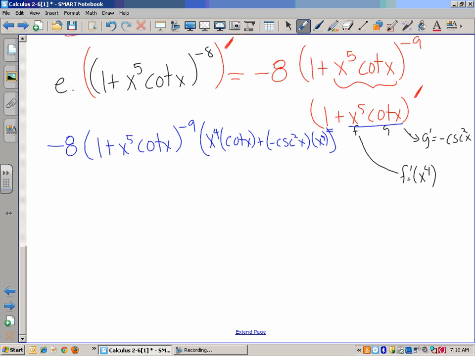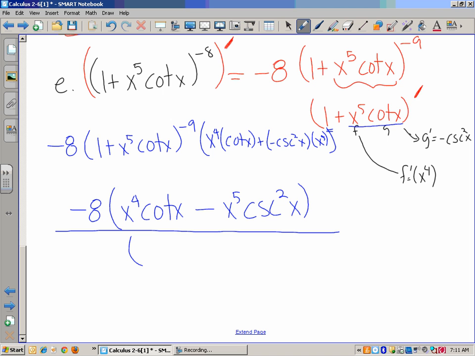And so that looks a little ugly, but remember, I don't have the 0 plus here because that doesn't need to be written. So now I'm going to try to write this in terms of proper format. So I'm going to have negative 8 on top times, this is going to read x to the 4th cotan x minus x to the 5th cosecant squared x all over 1 plus x to the 5th cotan x to the 9th.